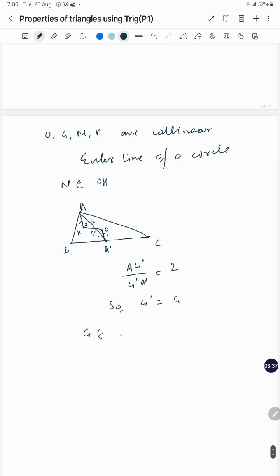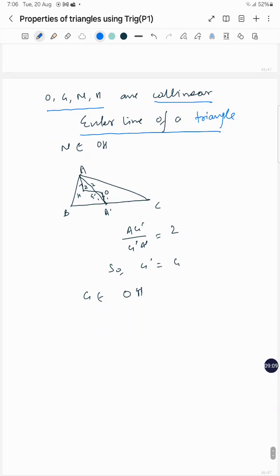So G also lies on OH, and therefore O, G and H are collinear. This line is a very special line for a triangle, and it's called the Euler line of a triangle. So we'll see more properties of this later.